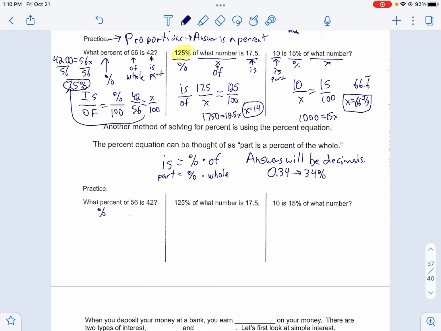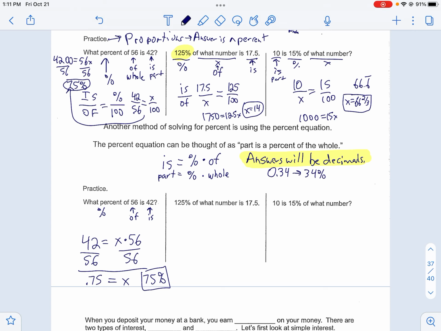Again, we don't know the percent for the first one. We have the "of," or the whole, and we have the "is," or the part. So this time, we'll take that part, or the "is," and multiply it by, well, we don't know the percent, times the "of," or the whole. After that, we now have an equation that we can solve. So in this case, we'll divide by 56 on both sides. And if you crunch the numbers, you should end up with 0.75. Again, it's important to ask yourself whether you're solving for a percent, because answers using the equations will be decimals. So instead of writing 0.75, we know the answer would be 75%.